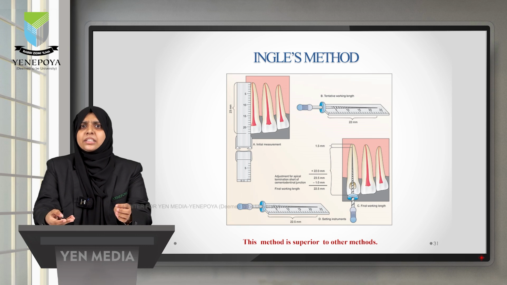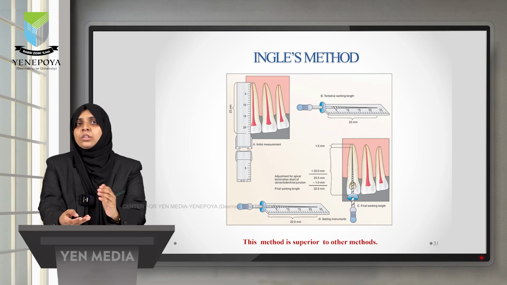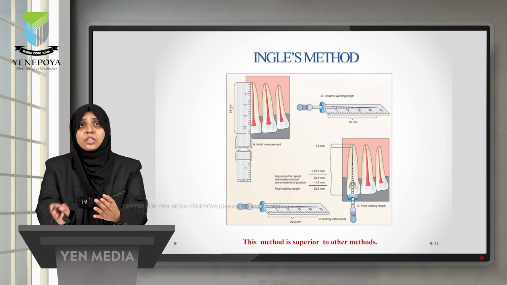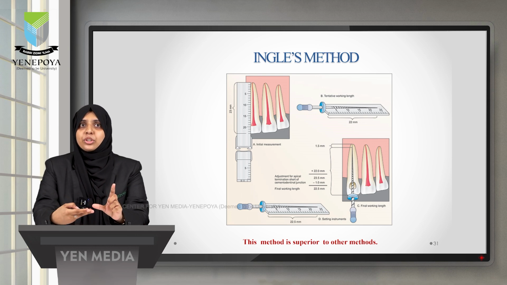Now coming to Ingle's method, this is one of the superior methods and is widely used. In this method, initially we have to remove all the undermined caries or any fractured fragments, and first we need to have a proper reference point. In case of anteriors, you go for the incisal edge as a reference point, and in posteriors a cusp tip. After which you take a preoperative radiograph, and from this radiograph you measure the working length basically. This working length is measured with the help of a ruler, and the same measurement is carried onto the diagnostic file.